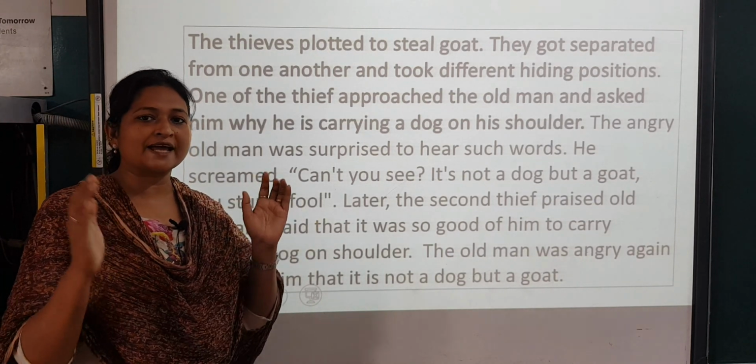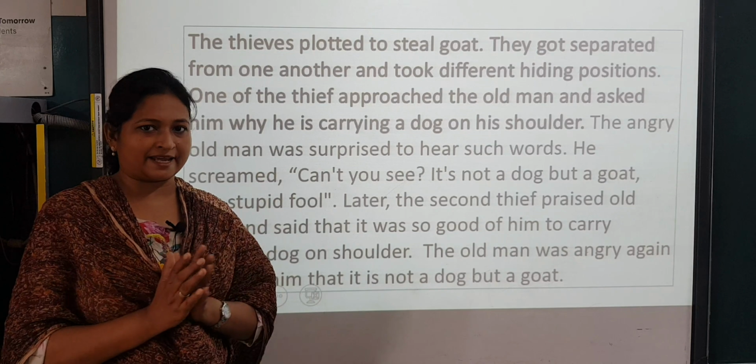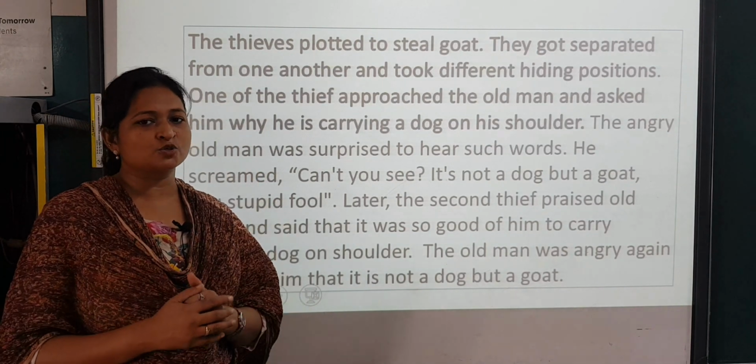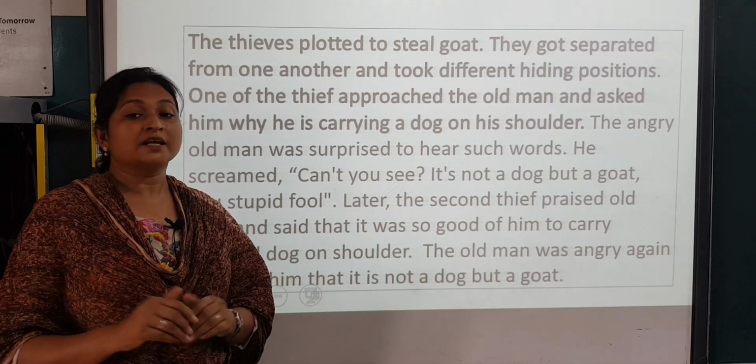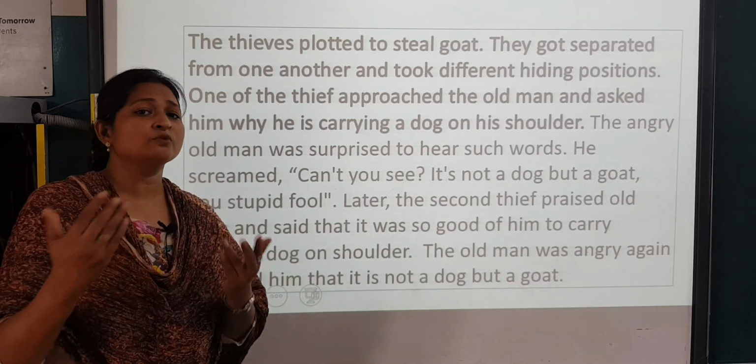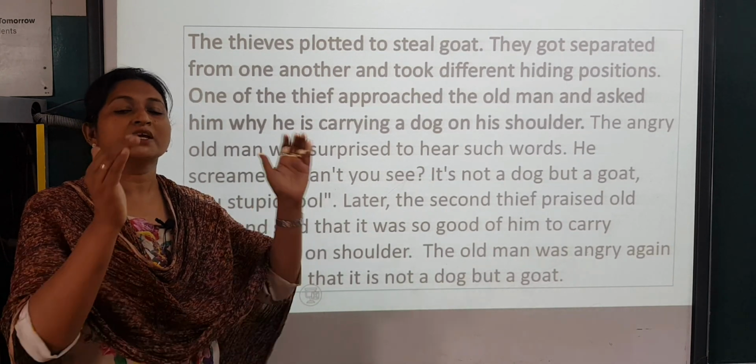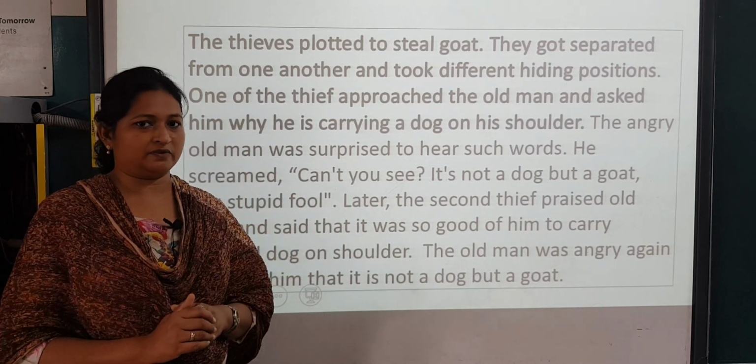So children, see to it that you are sticking to the outline and the characters. I know that you have read this story before in your Gujarati subject, in your previous classes. Even you would have read it in the story book, but see to it that whatever story you form, it is based on the outline given.